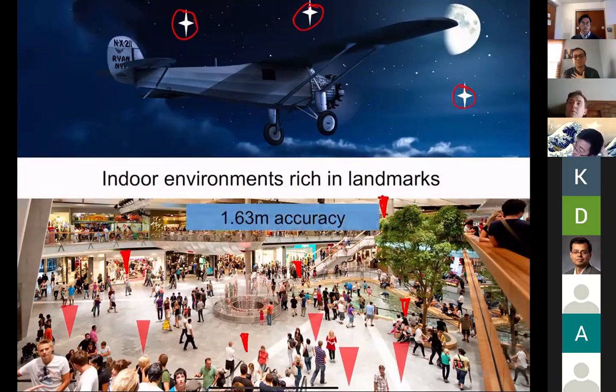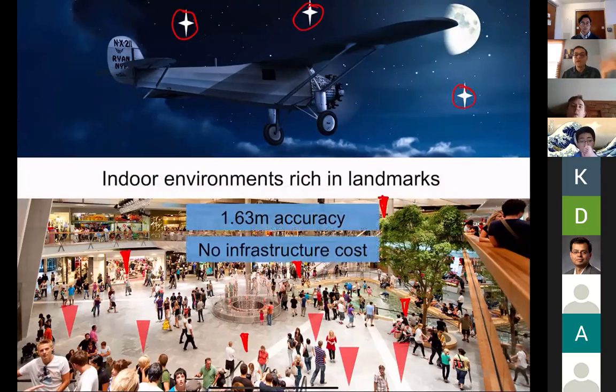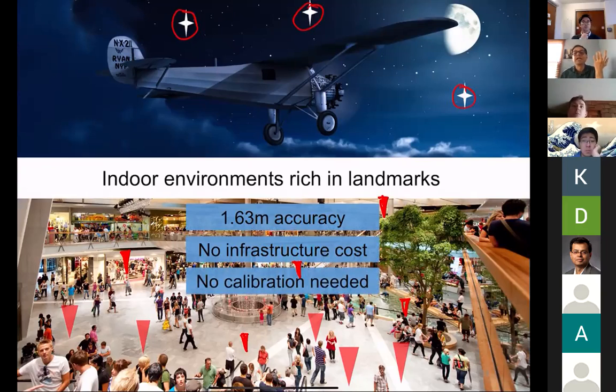And that gives you, the paper at least says, 1.7 meters accuracy, no infrastructure cost, right? You don't need to rely on anything, no Wi-Fi, no beacons, no triangulation, no GPS, nothing. You just need your phone with IMU, and there's no calibration needed. You can just use crowdsourced data, and from that data, you can do localization.